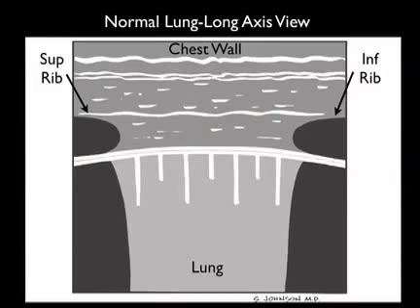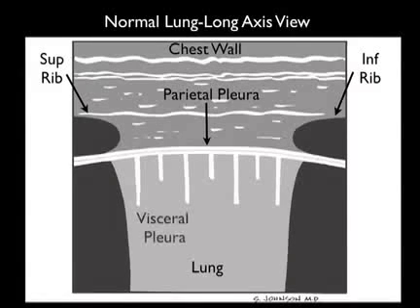Here's a nice pictorial showing the normal findings of a lung in a long axis configuration. Superior rib to the left, inferior rib to the right. Notice that the ribs cast shadows posteriorly due to the inability of the sound waves to permeate the hard calcifications of the rib. We see the chest wall anteriorly, and note here the two layers of the pleura: the outer parietal pleura and the inner visceral pleura.